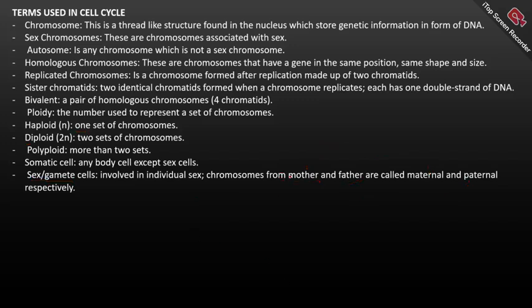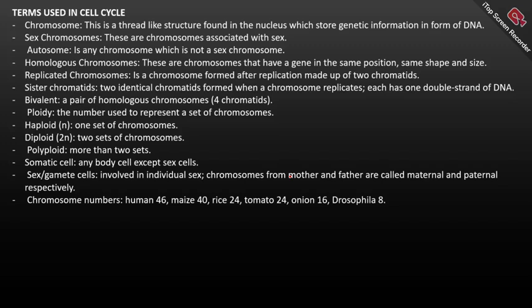In case they ask you to mention how many chromosomes there are in the main organisms, take note of these. In humans, we know that there are 46. In maize, it is 40. Rice, 24. Tomato, 24. Onion, 16. And Drosophila, just 8.